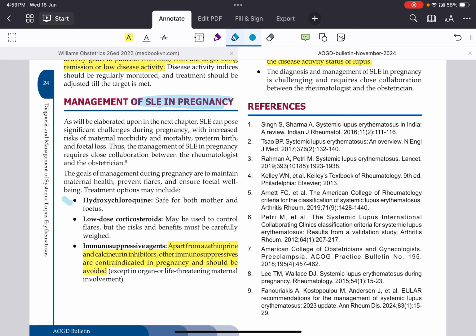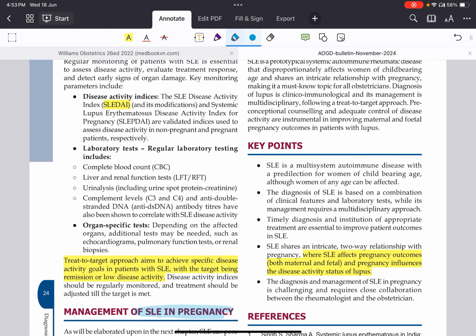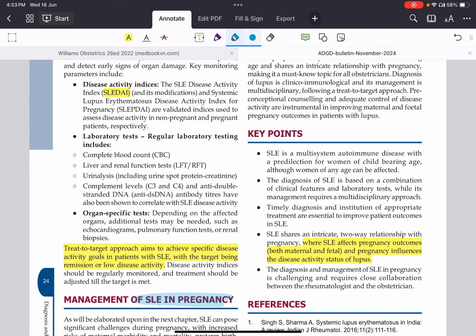Here, in SLE pregnancy management, you'll give hydroxychloroquine, low dose corticosteroids. Immunosuppressors can be given, but only azathioprine and calcineurin inhibitors are given. Not all immunosuppressors are suitable. Then the conclusion is important: SLE affects pregnancy outcome, both maternal and fetal.